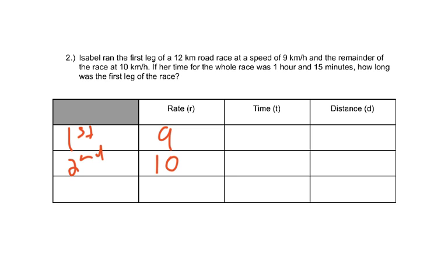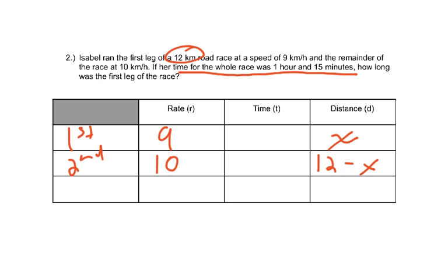So immediately, you may notice, I went and I filled out the rates. The first leg is 9, the second leg is 10. The distance-wise, well, we know that the total distance is 12. So, if in the case of the first leg, we call that distance x, the distance for the second leg is going to be 12 minus x. Now, we know that the total time for the race was 1 hour and 15 minutes.